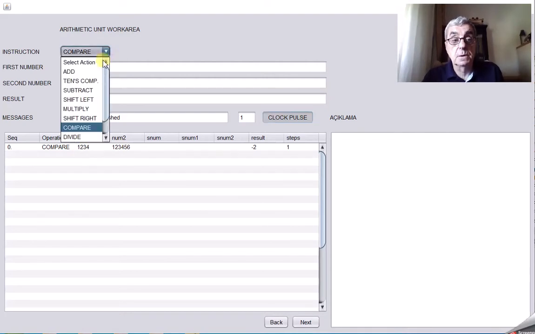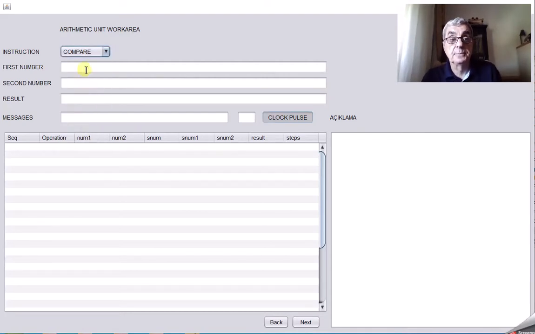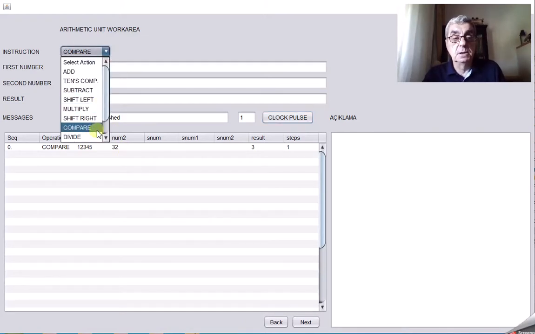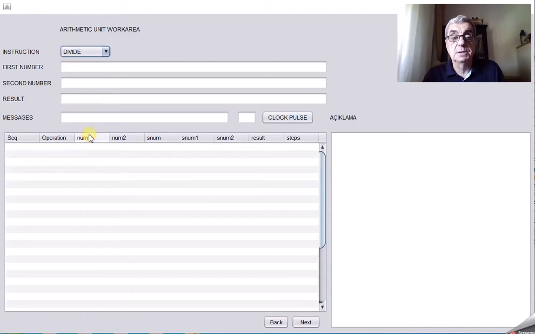Let's have another compare here. Let's have the first number greater than the second value, which is 3. That is exactly what the result is. When we compare number 1 with number 2, number 1 is greater than number 2. It's positive. Okay, we did the multiplication. Let's now complete with the division.